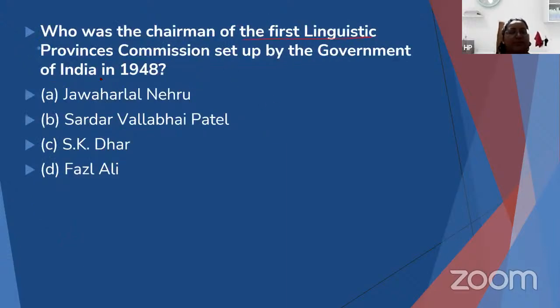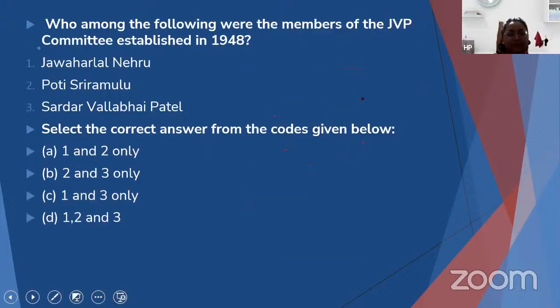Now, who was the chairman of the first Linguistic Provinces Commission set up by the Government of India in 1948? The first Linguistic Provinces Commission was the Dhar Commission. After the Dhar Commission, what came? The JVP. Then after that, there is Fazl Ali. Now next is, who among the following were the members of the JVP committee established in 1948? Okay, now it is Jawaharlal Nehru and Sardar Vallabhbhai Patel. So the answer will be 1 and 3.